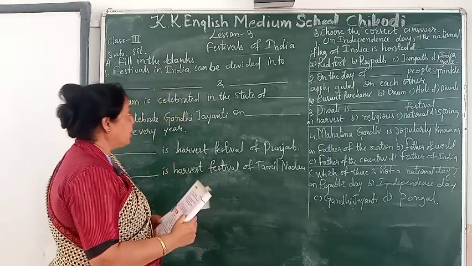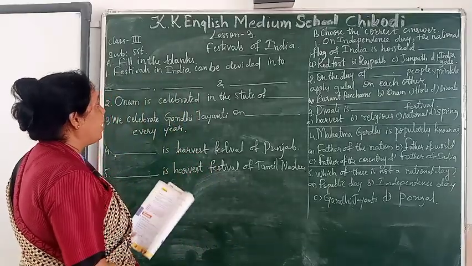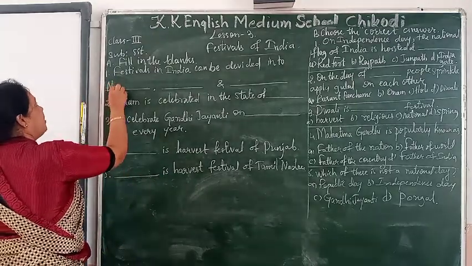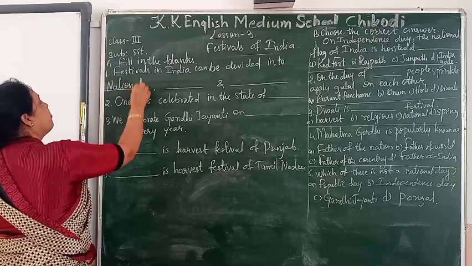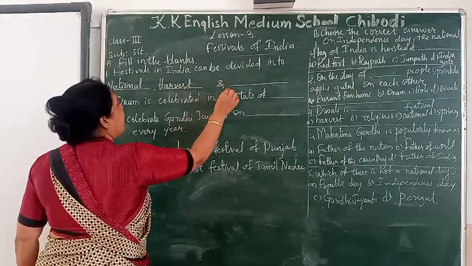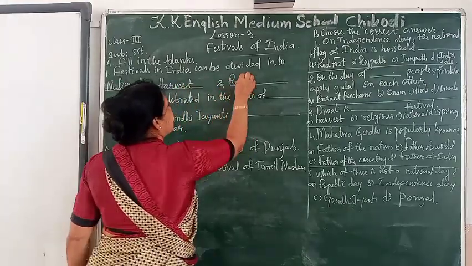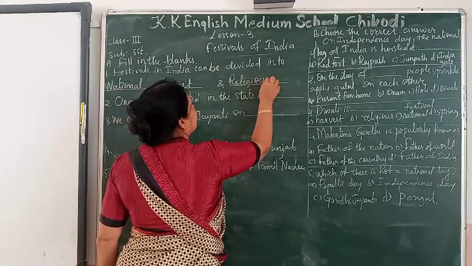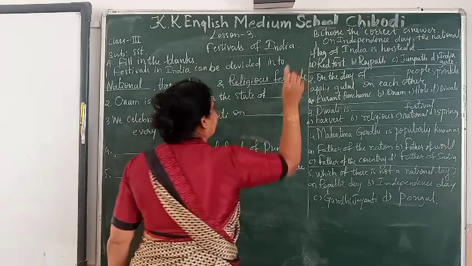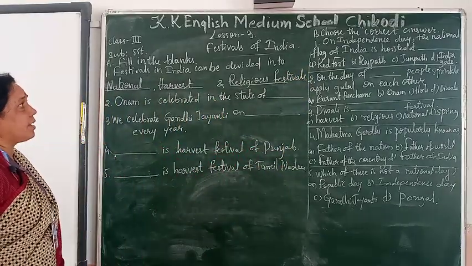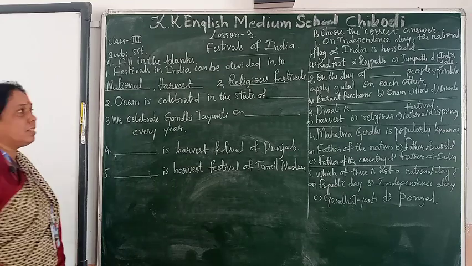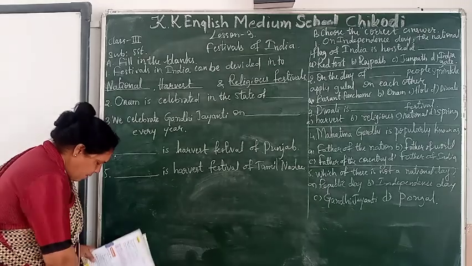The first one is, festivals in India can be divided into, what are the types here? National festivals, then harvest festivals and religious festivals. The first answer is: festivals in India can be divided into national festivals, harvest festivals and religious festivals. This is the first answer.